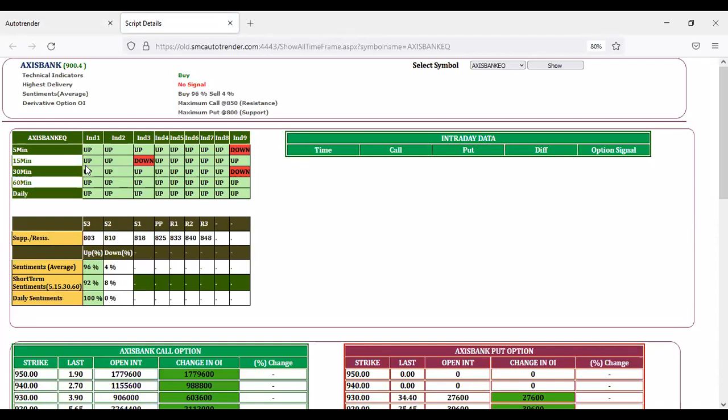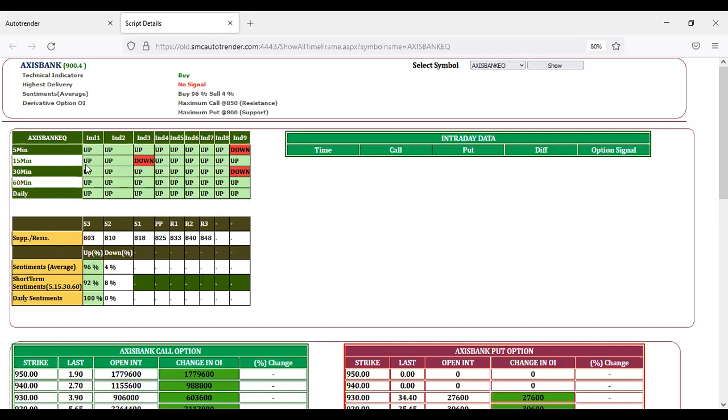The reasons may be anything. Some of you may say that it's a fundamental reason. I don't care whether it is a fundamental reason or a genuine price action. But the price action did happen and it is captured in our software. That is much more important.